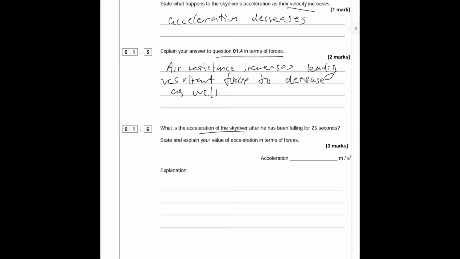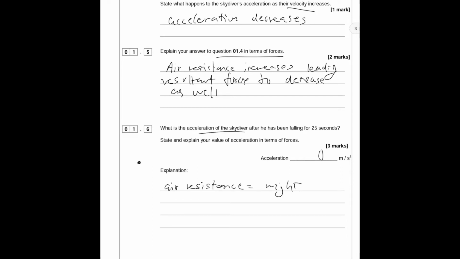Now, what is the acceleration of a skydiver after he has been falling for 25 seconds? The acceleration is 0. This is because, like I said in the beginning, both these forces, the drag, which is the air resistance, and the weight, become equivalent to each other. The air resistance is equal to the weight.